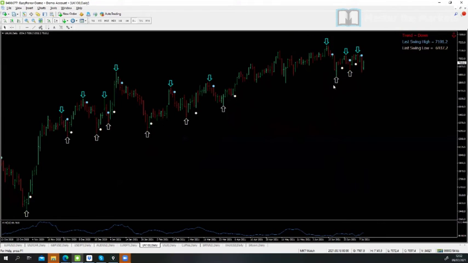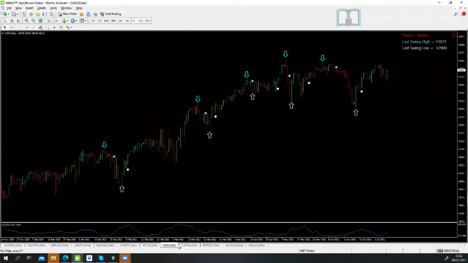FTSE, a bit of compression going on inside the bar today, not giving us direction. So we'll see if it takes the low, then we're looking at downside. Takes the high, then looking for a move to the upside. But at the moment, there's slight compression on the FTSE.